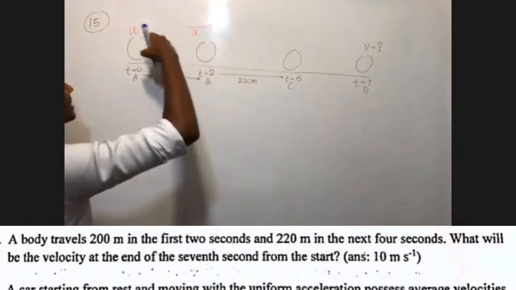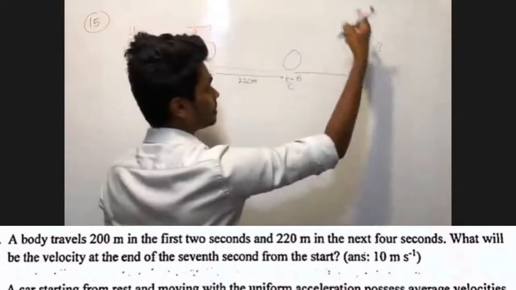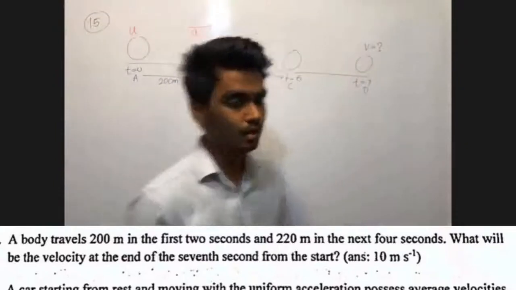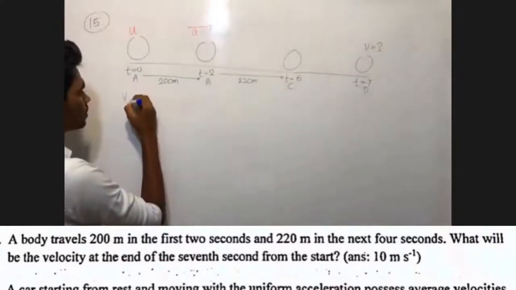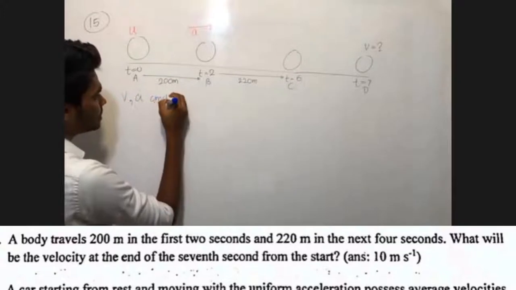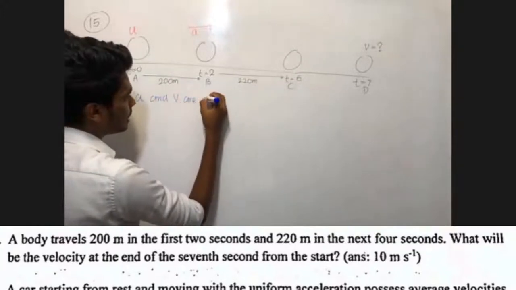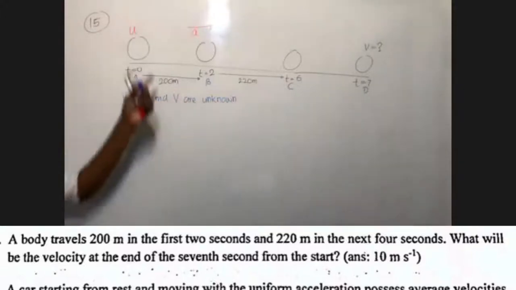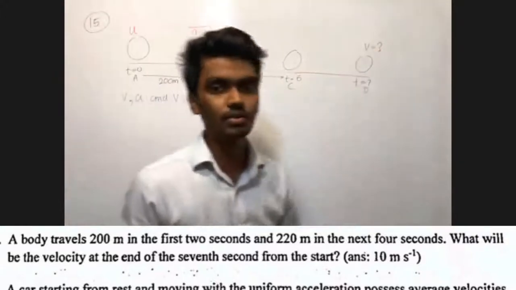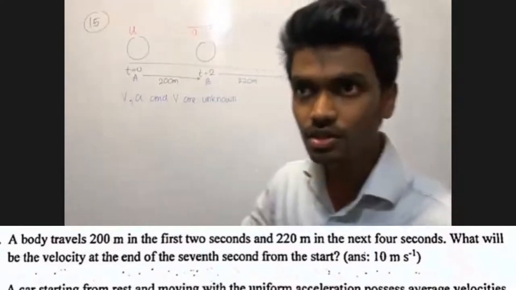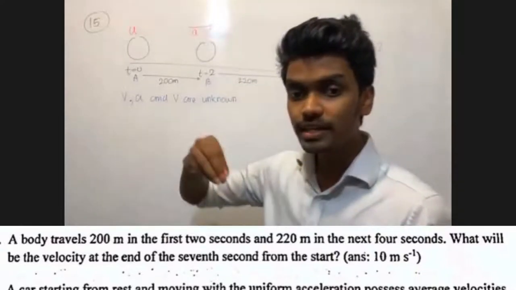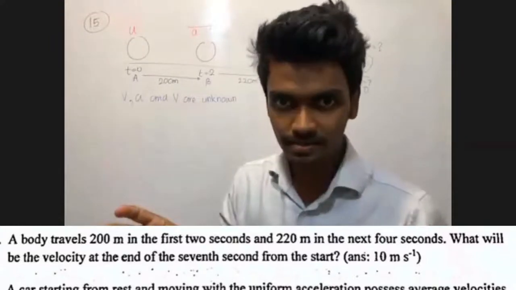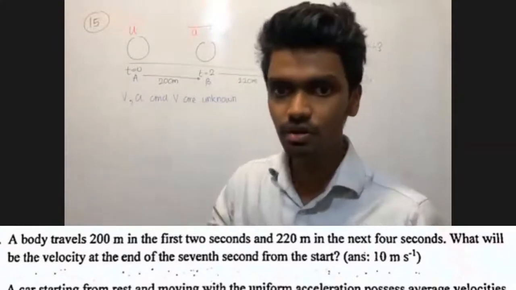So how many unknowns are there? U, A, and V are unknowns. All these are unknown. If 3 of these are unknowns, you will need 3 equations to solve this, right?